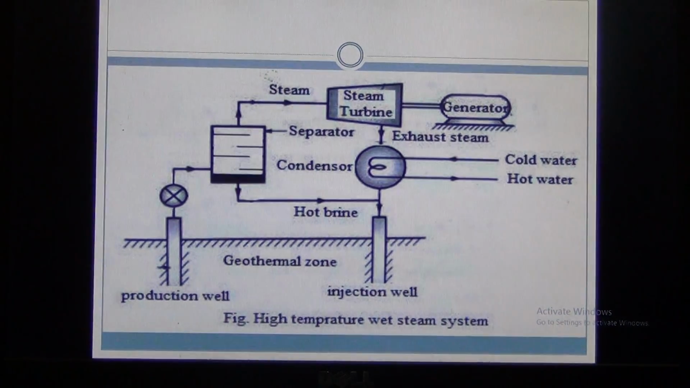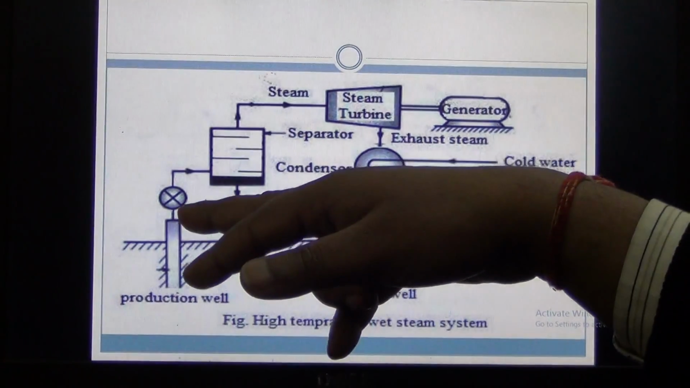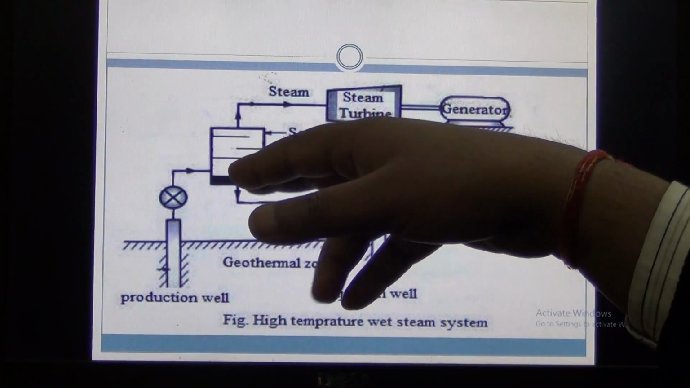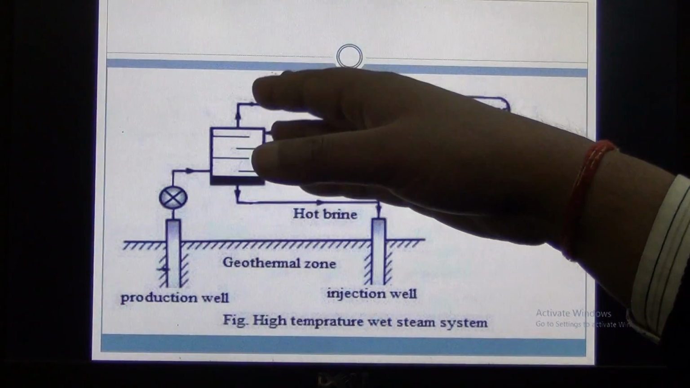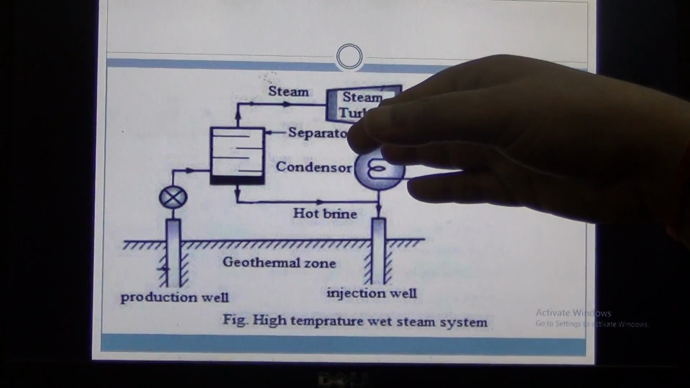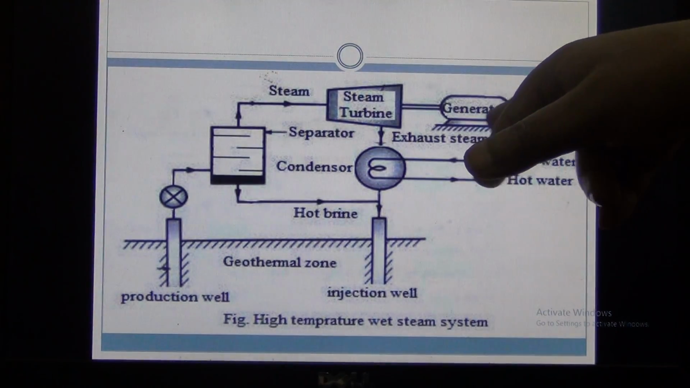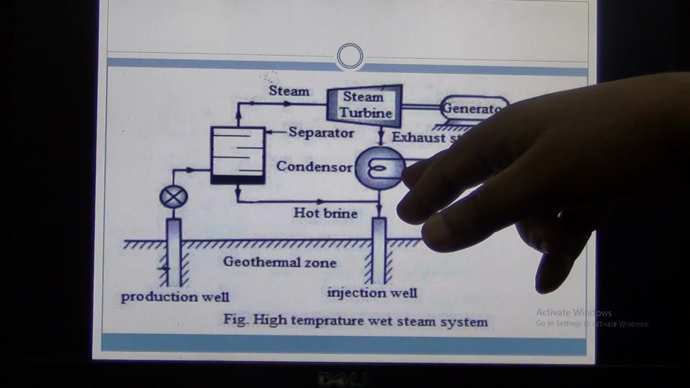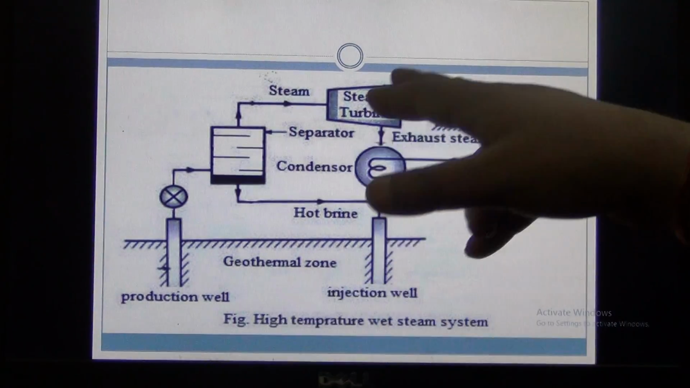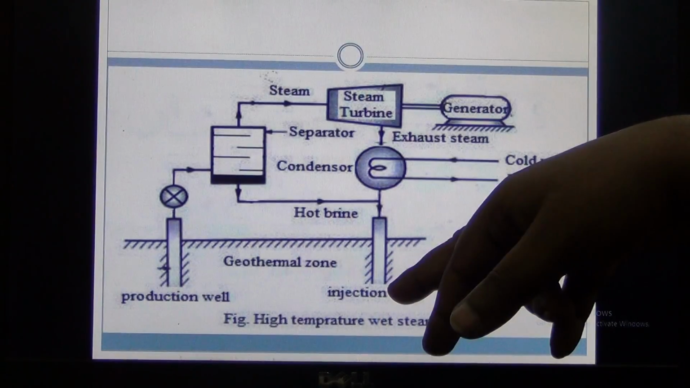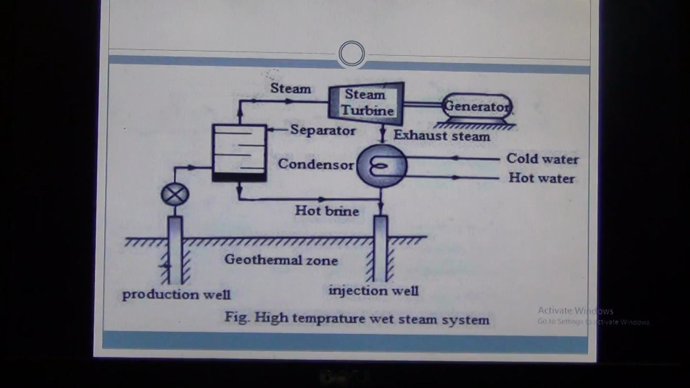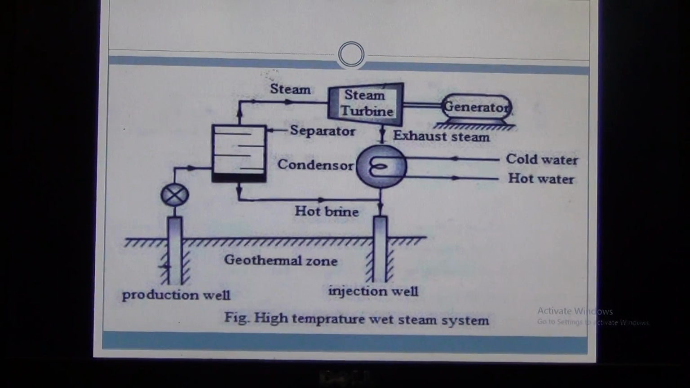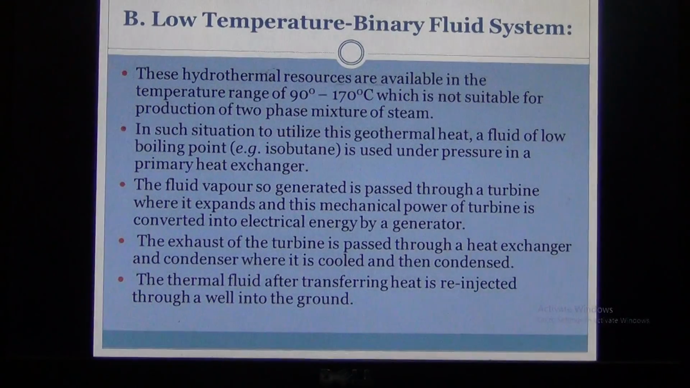So this is the figure. We use the production well. This is the separator. The separator will separate the steam from the brine, and this steam is used for the electricity generator, and the brine is then sent to the condenser system, and this is reinserted into the geothermal zone by an injection valve.